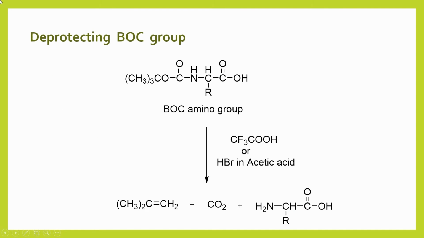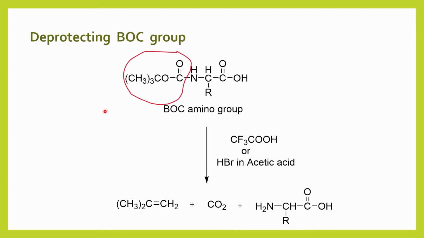Now when we have protected the amino acid from the N-terminal side, we can add other amino acid molecules to make a peptide chain. Now when we have made our required polypeptide chain, it becomes essential to remove this protecting group. This is called deprotecting the Boc group.